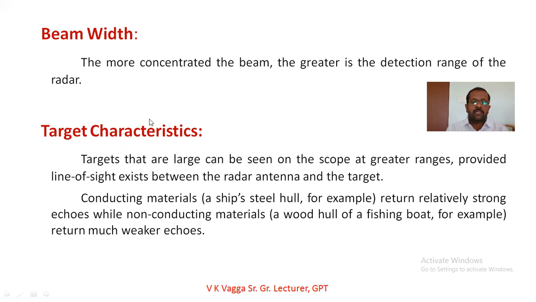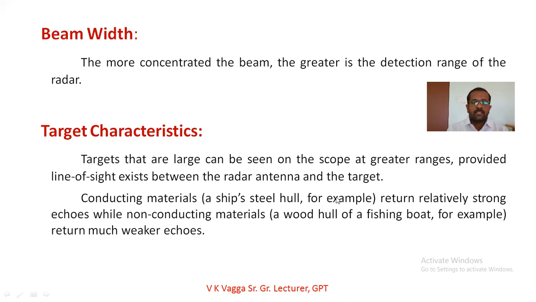If you take large targets, they can be seen on the scope at greater ranges, provided a line of sight exists between the radar antenna and the target. Conducting materials, a ship's steel hull for example, return relatively strong echoes, while non-conducting materials return weaker echoes. If it is implemented with conducting material, it gives a strong echo signal, and with an insulator material, it gives a poor or weaker echo signal.